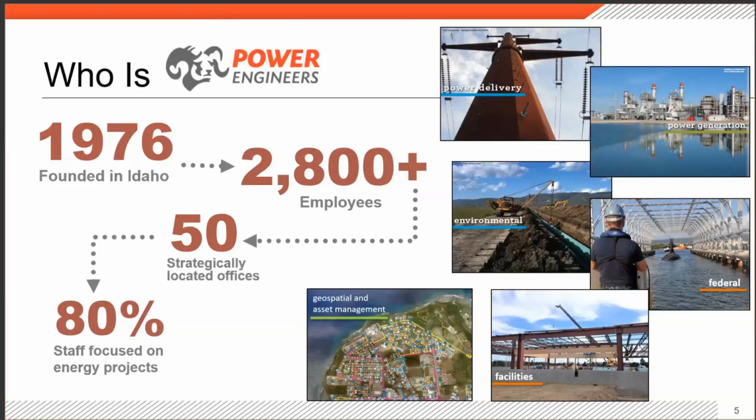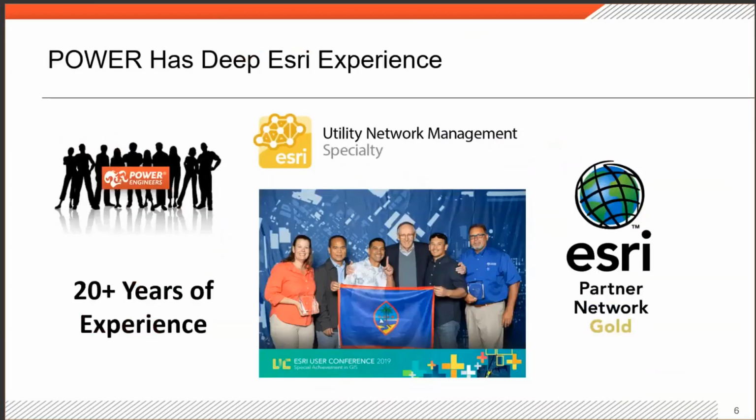Our Geospatial and Asset Management division, which Larry, Terry, and I represent, covers all aspects of GIS and asset management projects, from initial planning all the way through deployment, training, and ongoing support. And we've got a very senior team that averages over 20 years of experience. We work very closely with Power Delivery on many types of products. Power has been an Esri business partner for over 20 years, and we're an Esri Gold partner. We were in the first group of companies to achieve the utility network specialty, and we received an award from Esri for being the first to help an electric utility get fully into production with the utility network.